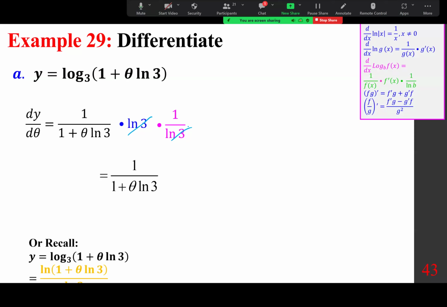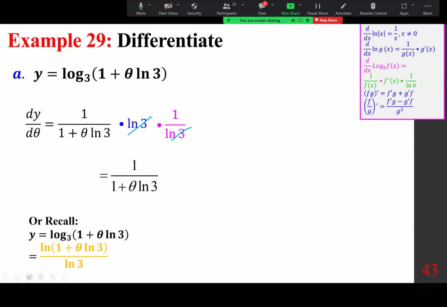By the way, just recall that this is another way of doing it. If you go back to the change of base formula, log base 3 of 1 plus theta ln 3 is ln of 1 plus theta ln 3 divided by ln 3. This is by the change of base formula. You could have tackled it that way. Again, properties of logs play a huge part.